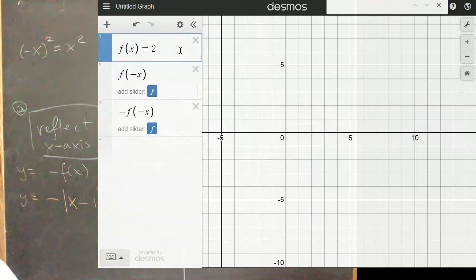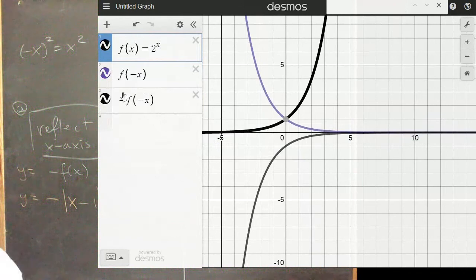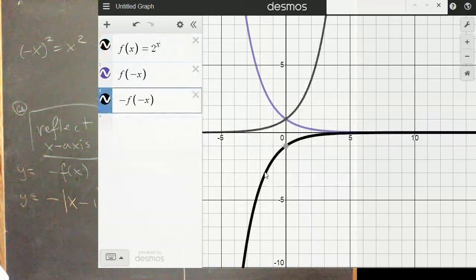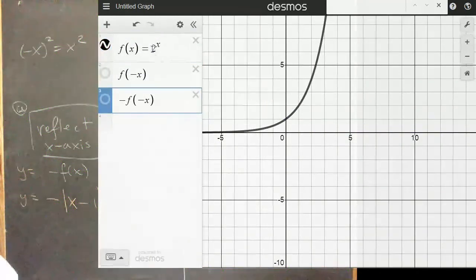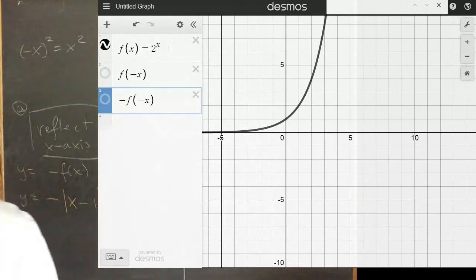Like we can look at something like 2 to the x. And if you look at 2 to the x, f of negative x is this function in purple, not equal to the original function. And then if I take that function in purple and reflect it across the x-axis, I get this thing down here, which is also not equivalent to the original. So this would be a neither function. It's neither even nor odd.